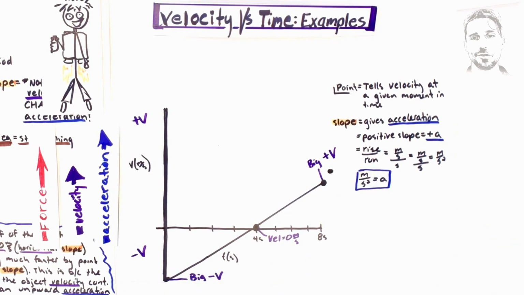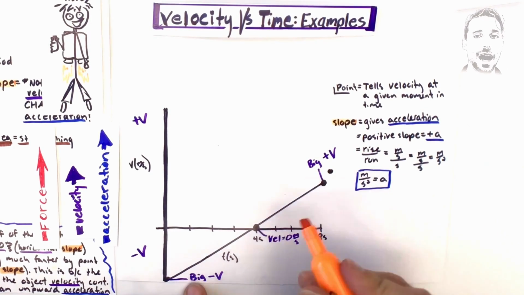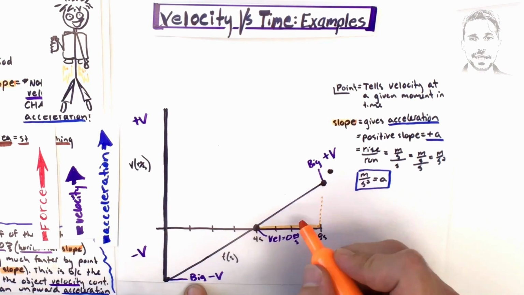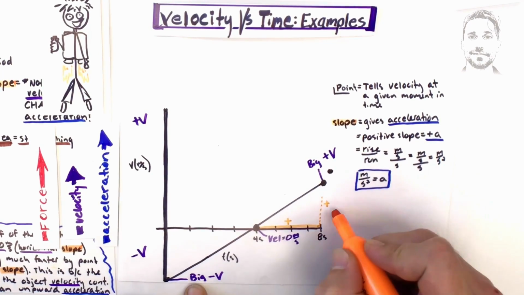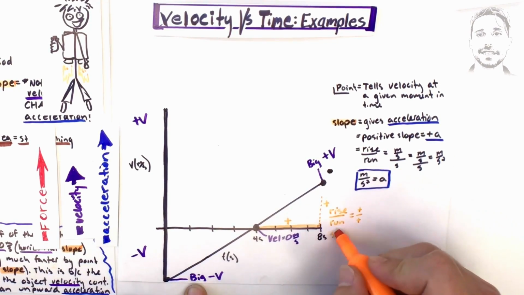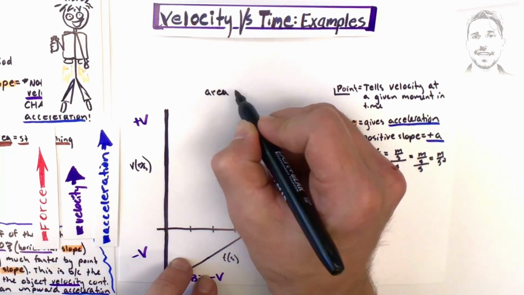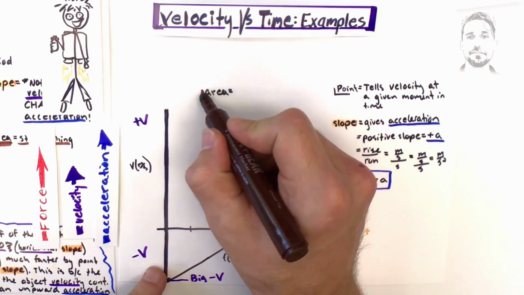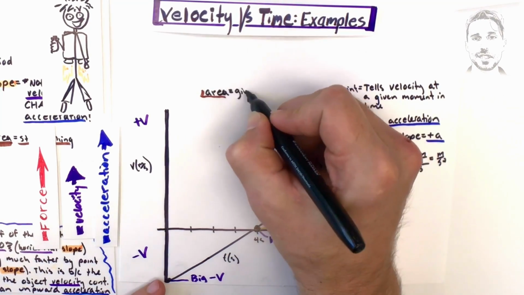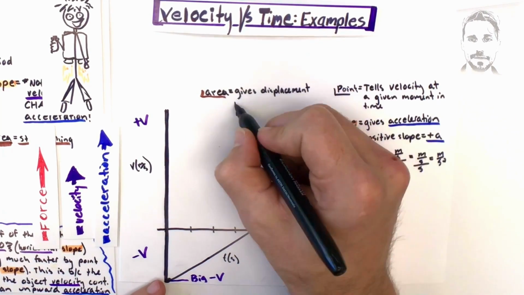And we go to the right when we're finding the rise, and we go upwards when we're finding the run. So that's positive, positive. So just showing that that is a positive slope there. Now, what about area? Area gives the displacement up to that moment in time.